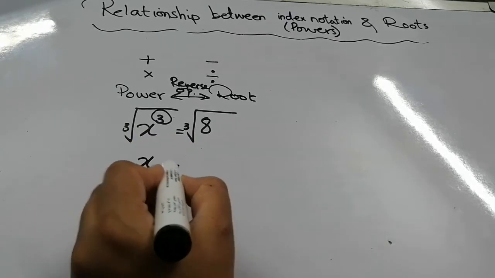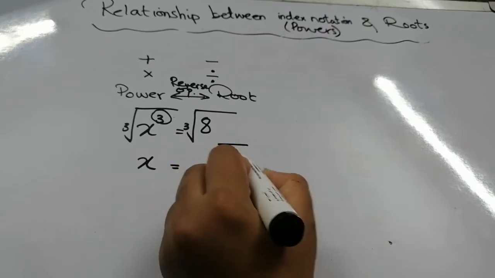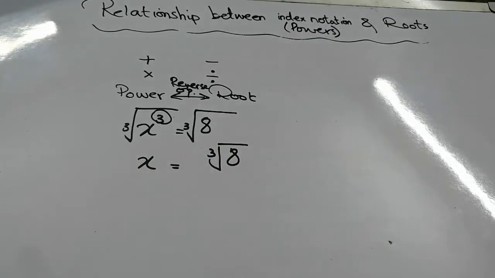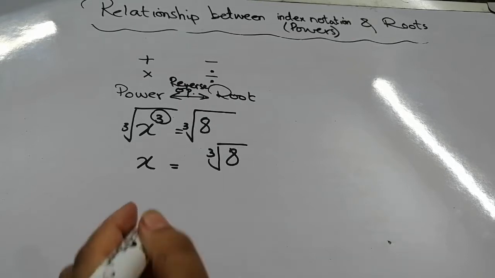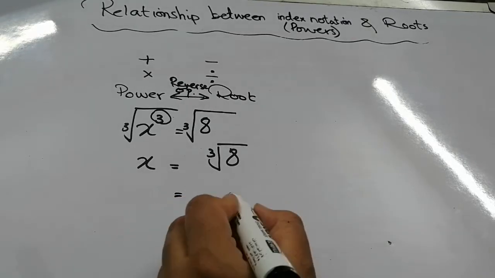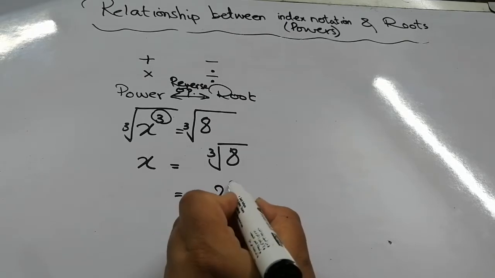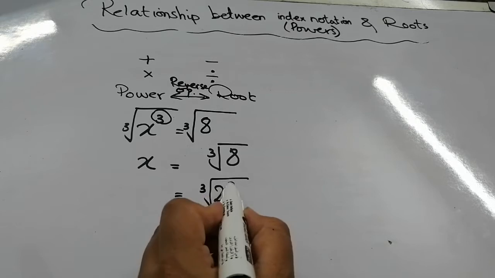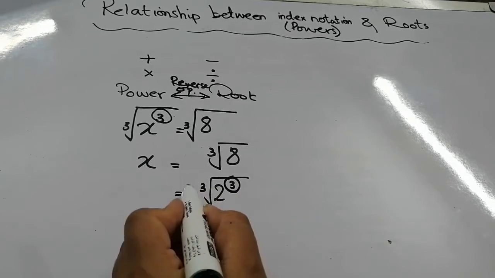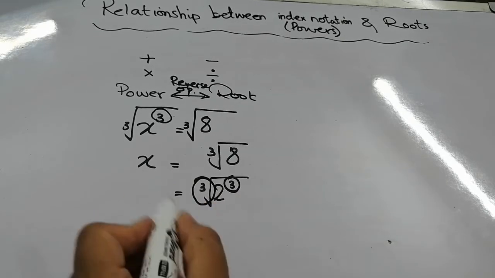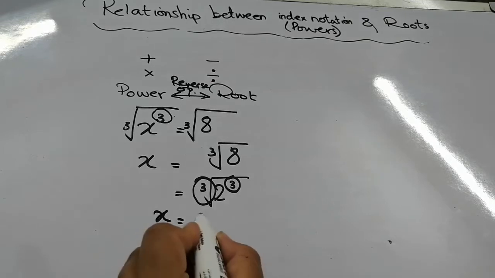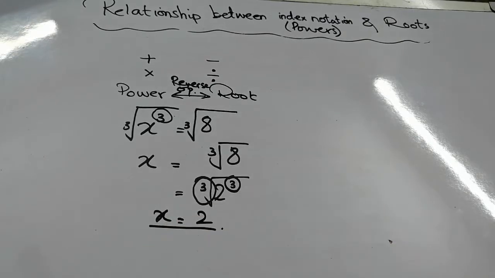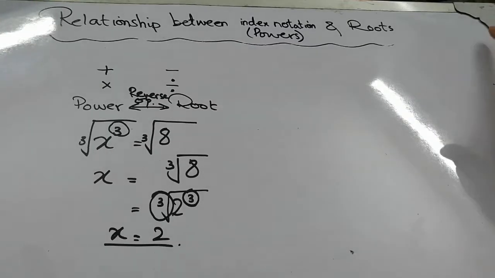The answer will be x. And to solve this part, we need to write 8 in the form of index notation. We all know that 8 is basically the cube of 2. So now I can get rid of this cube with the cube root. So x is equal to 2. This becomes the answer. So let's go the other way around.